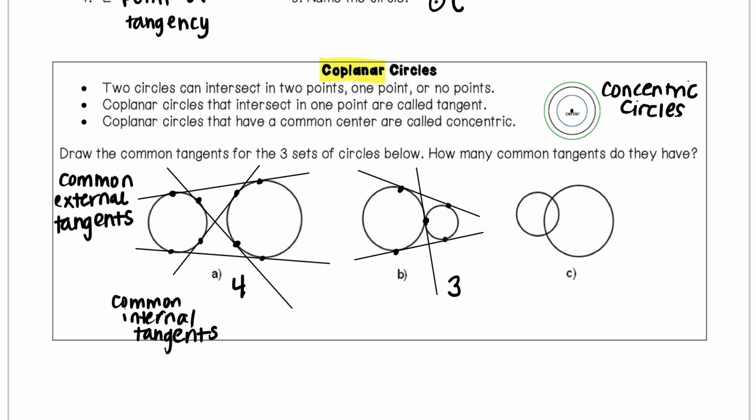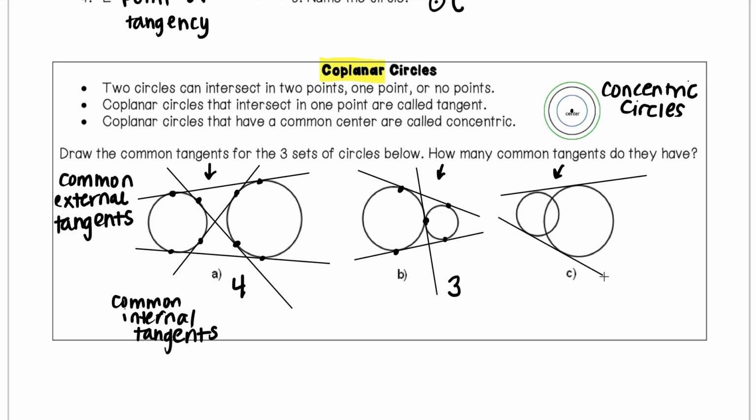Then our last set of circles, we can see that those circles are intersecting twice already. So we've already seen the circles that don't intersect at all, circles that intersect at one point, and now we have circles that are intersecting at 2 points. If we try to draw the tangents for these, we can't draw any common internal tangents. We are only able to draw common external tangents by drawing those on the outside of those circles.